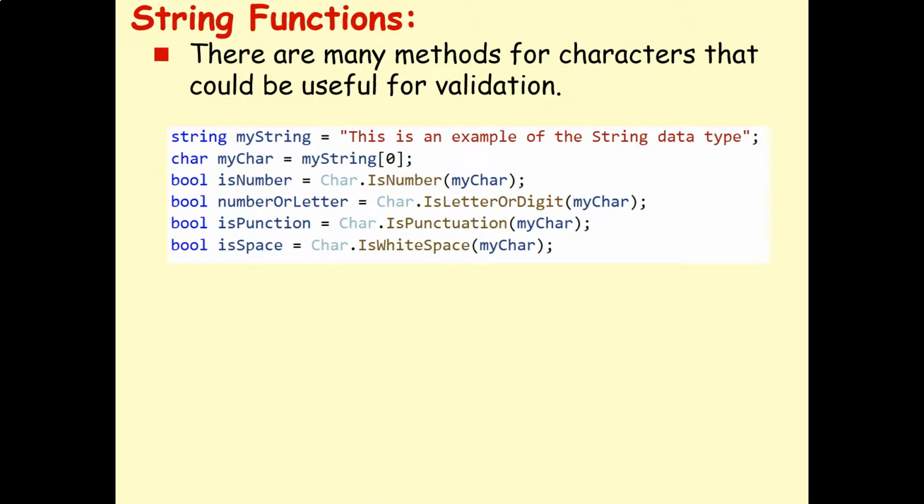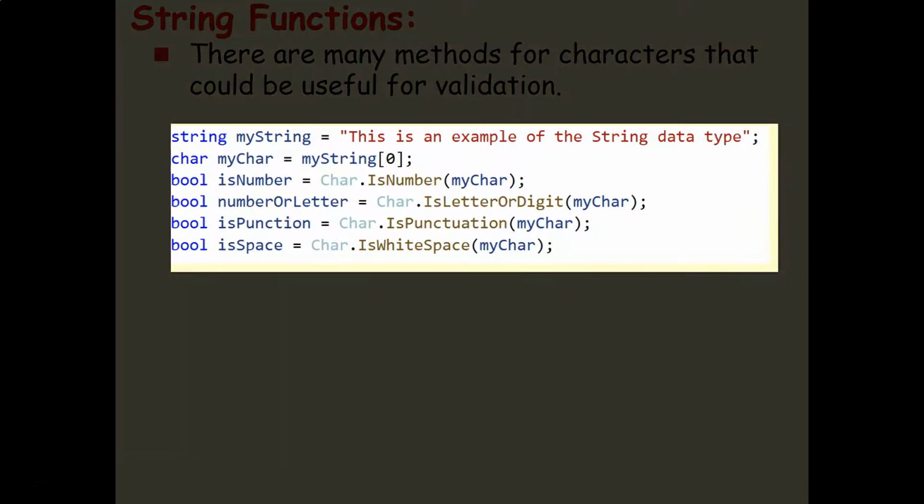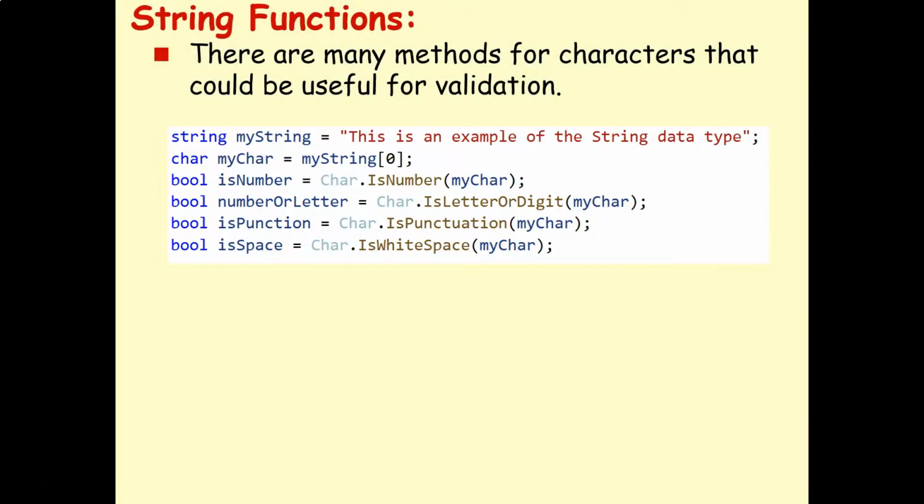Here are some methods that are useful for validating input. So if we take one character from a string, we can use char, however we want to pronounce that, for character. Char.IsNumber will return true if it's a number, false if it's not. Char.IsLetterOrDigit will return true if it's a letter or a digit, but not if it's another type of symbol. Char.IsPunctuation will return true if it's punctuation. And Char.IsWhiteSpace will return true if it's just empty white space. So for your validating, that can be really useful.